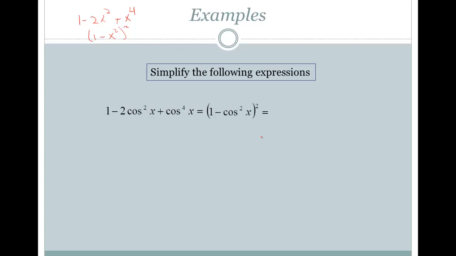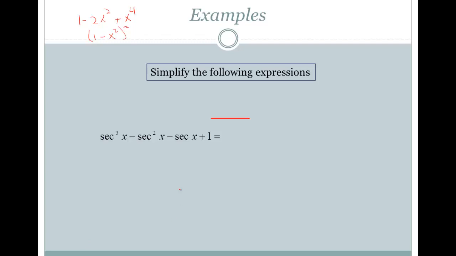So let's factor. I got 1 minus cosine squared of x, all squared. I should recognize this part right here as a Pythagorean identity, okay? Remember that sine squared plus cosine squared is equal to 1. So 1 minus cosine squared is equal to sine squared. And so I got sine squared, squared. Again, exponent to an exponent, we multiply. So I get sine to the fourth of x.